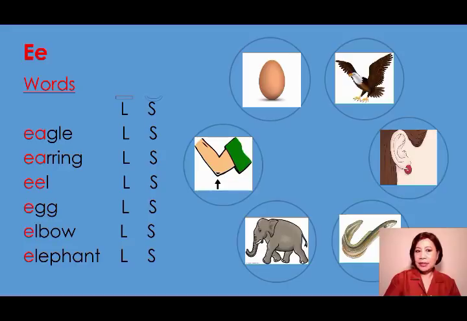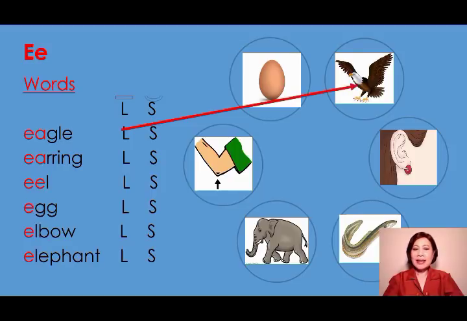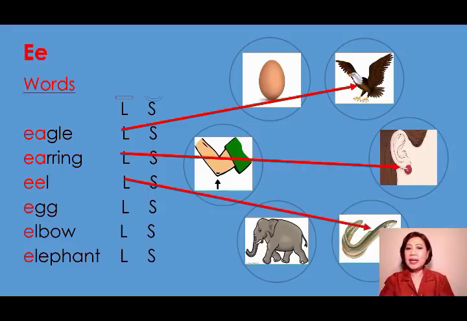High five. Next is letter E. These are words that begin with letter E. E says E as in eagle. Where's the eagle? Eagle begins with long vowel sound. E says E as in earring. Where's the earring? Earring begins with long vowel sound. E says E as in eel. Where's the eel?